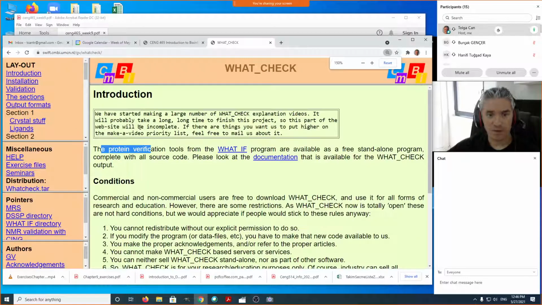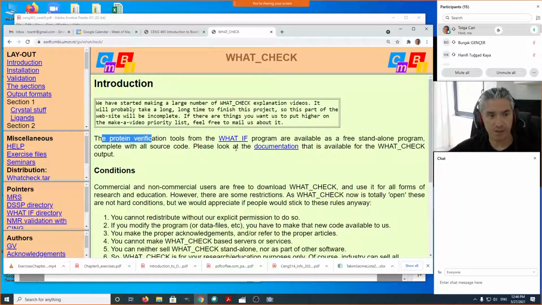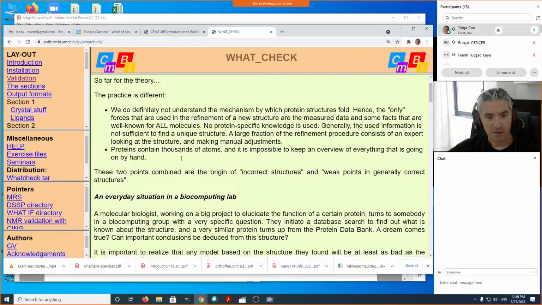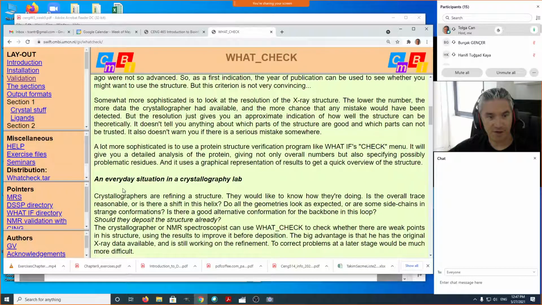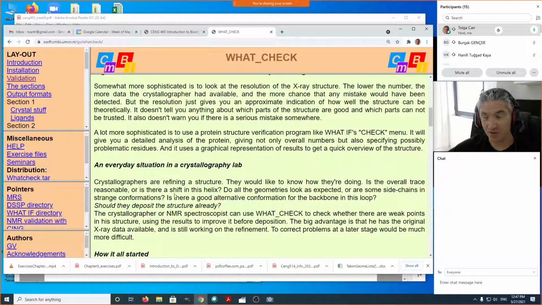If you zoom in, as you can see, you submit a protein PDB file to this, and it will then... So should they use the structure, an everyday situation in a crystallography lab. Crystallographers are defining a structure. They would like to know what they're doing. Is the overall trace reasonable?